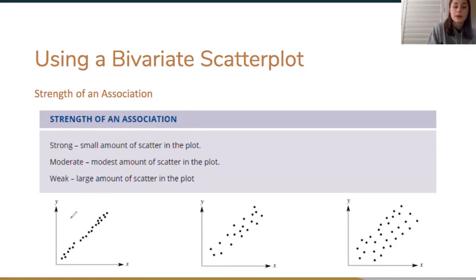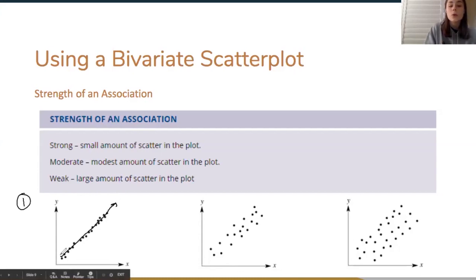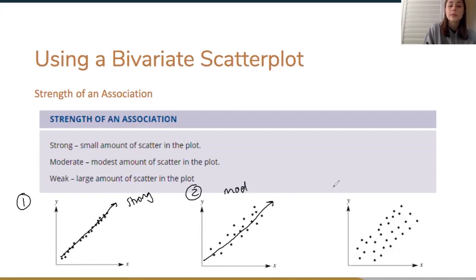If we have a look at this first one here, they are all clumped together in one line. If I drew a line, they're almost all on top of the line, which means that would be strong. If I drew a line on our second one, they are kind of all towards the line, but they're a little bit spread out. So that would be our moderate one. And if we have a look at the third one, and I drew a line, they are really spread out, scattered all over the place, and so that would be a weak strength.